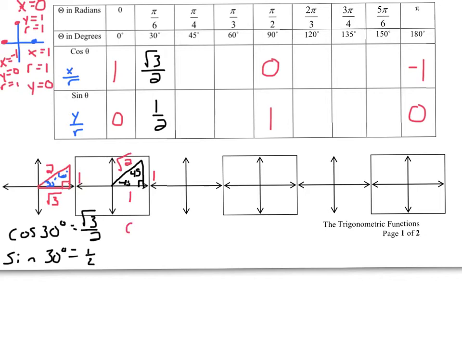So we need to figure out what cosine of 45 degrees is. It's x over r. That's 1 over the square root of 2. This needs rationalized, which is going to be square root of 2 over 2. To rationalize it, you multiply the top and bottom by the square root that's on the bottom. Sine of 45 degrees is y, which is 1 over r, which is square root of 2. Same thing. Rationalize it, we get square root of 2 over 2.